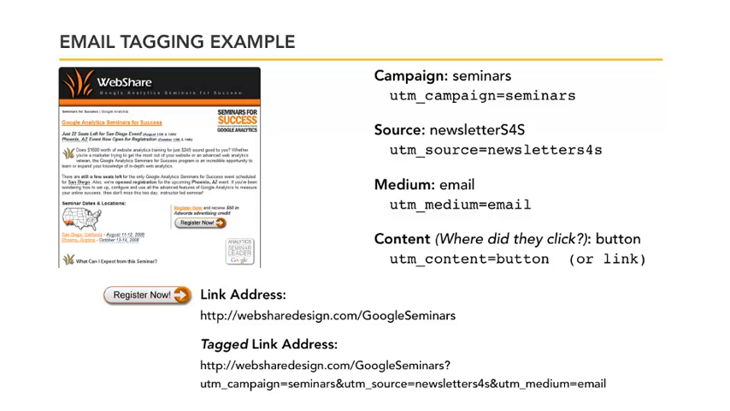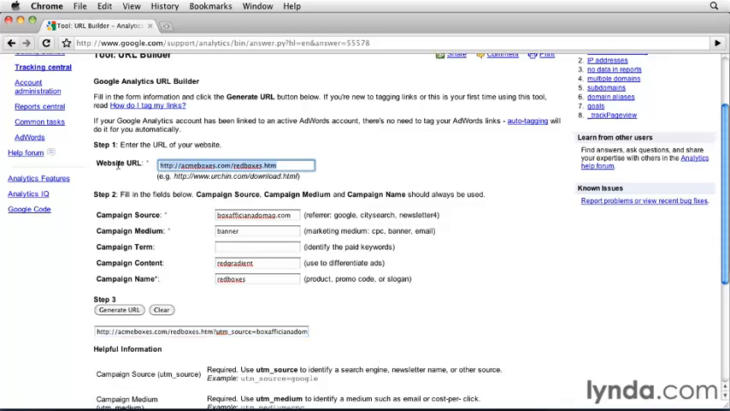Okay, let's quickly look at how we'd use that tool to help build this URL. Switching back to the tool, we're going to delete our old entries and fill in the new ones. Here we had the page that we were going to visit, websharedesign.com/Google Seminars, and we're going to fill in each one of these here. For the source, we said this was our newsletter S4S database. So we just type in newsletter S4S here. For the medium, we said this was email. We're not using a term.